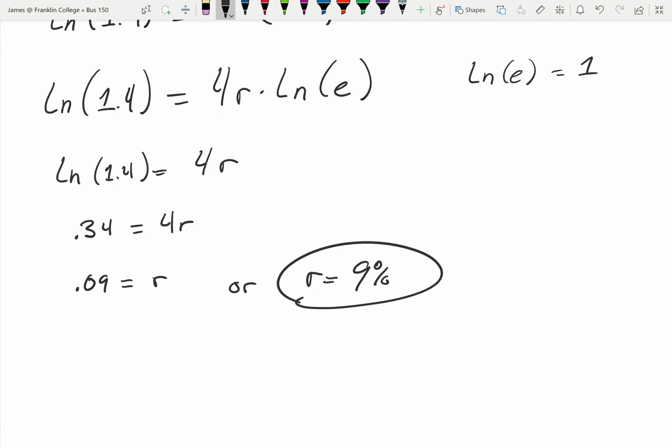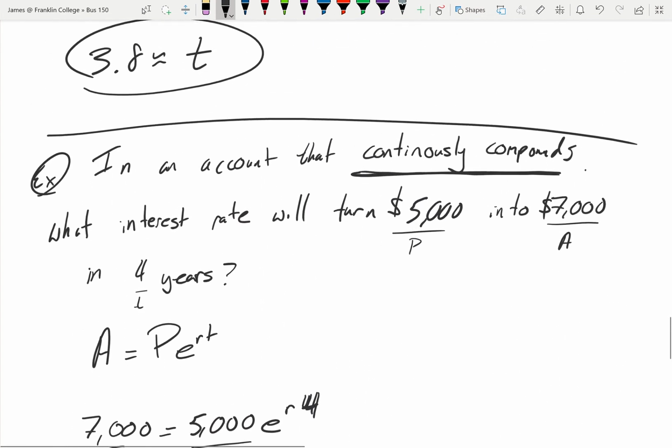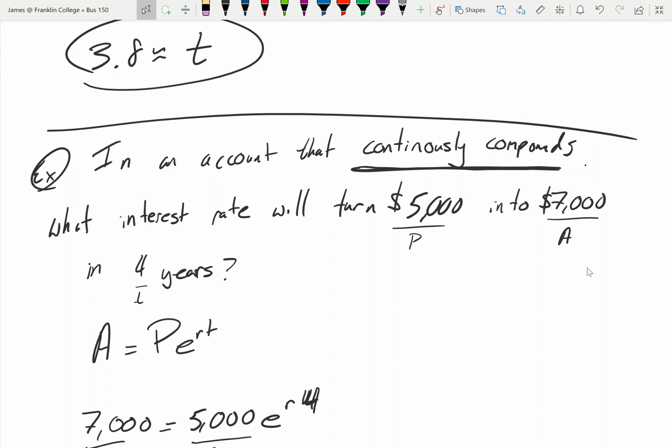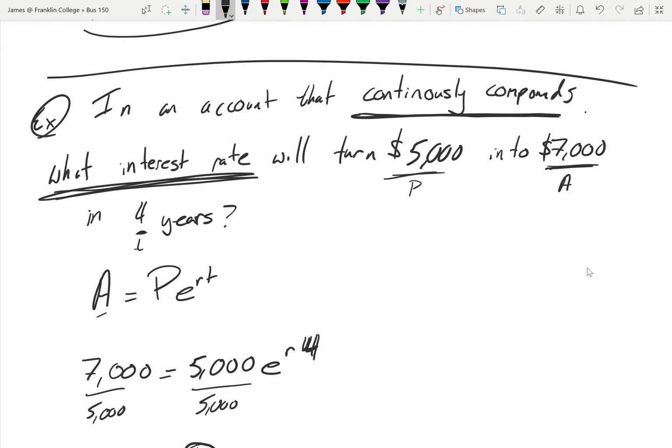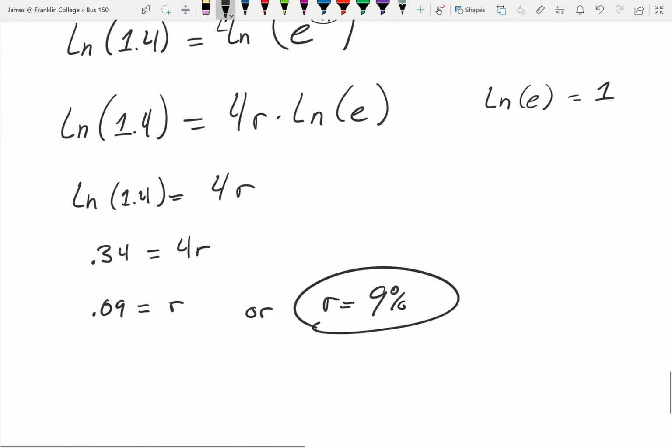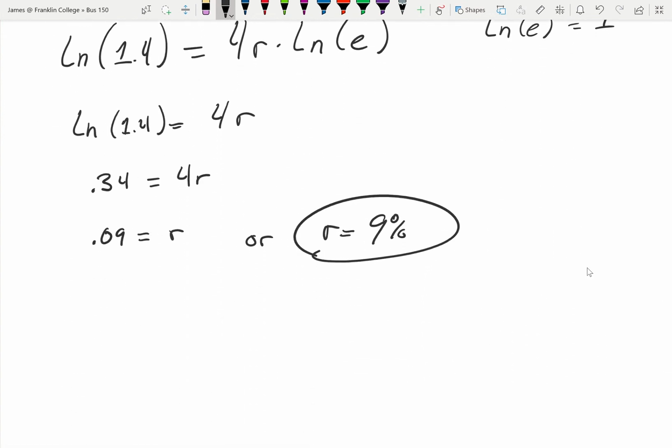So what did we do in this equation? Remember, the very beginning of the question was saying, what interest rate do we need in order to turn $5,000 into $7,000 in 4 years' time? By plugging in 7,000 for A, 5,000 for P, and 4 for T, and then solving for R, we get 9%. And that is telling us that the account we make our investment in has to have an annual interest rate of 9%.